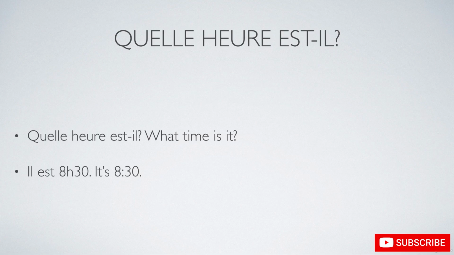So how do we ask what time it is? In French we would say quelle heure est-il? What time is it? Quelle heure est-il? And then your response could be il est 8h30. So looking back to the numbers that we talked about in the first section, those will come in handy during this section when we talk about the dates and the times.